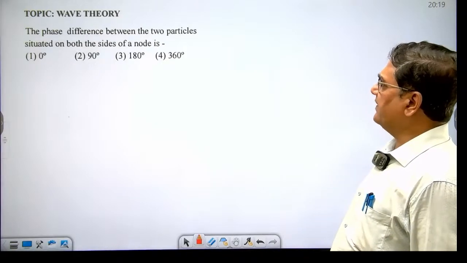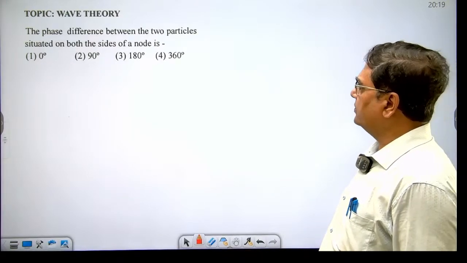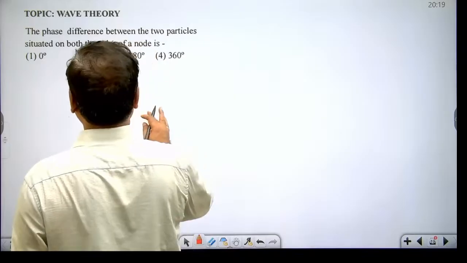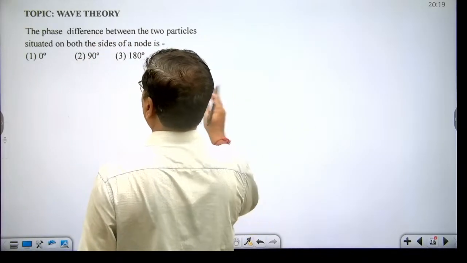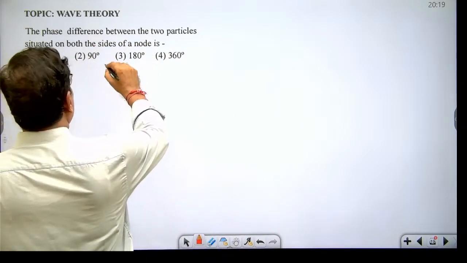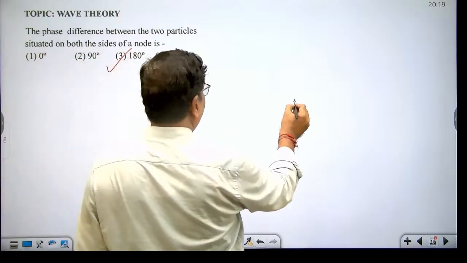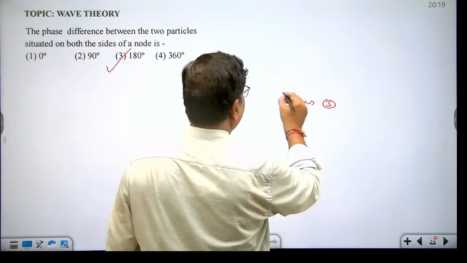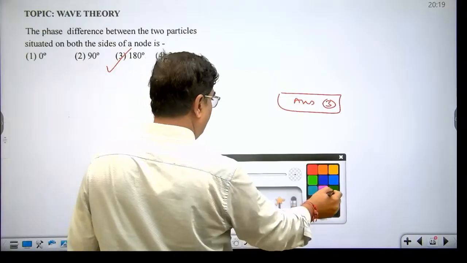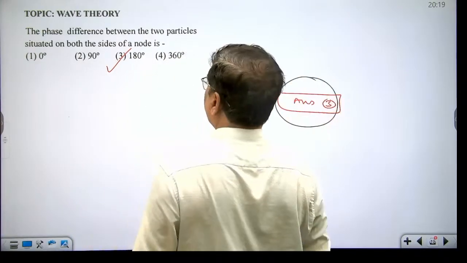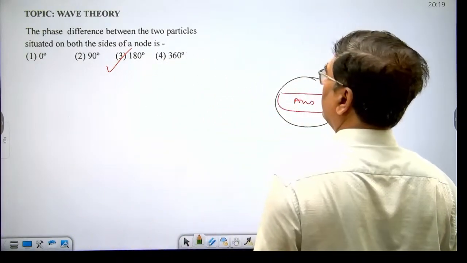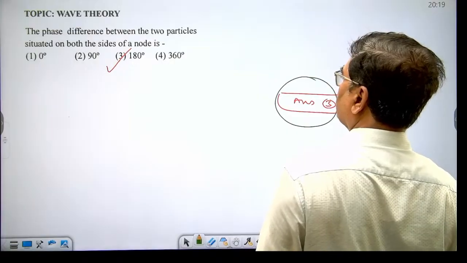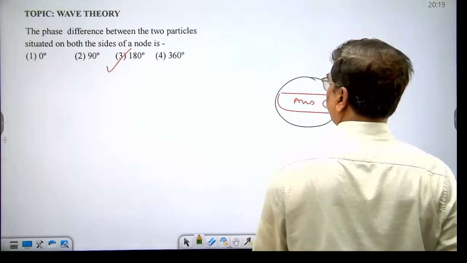The phase difference between two particles situated on both sides of a node. In case of a stationary wave, the phase difference between two particles located on both sides of a node is: they vibrate in opposite phase, 180 degrees. So out of 4 choices, the correct answer is option 3. Between any two consecutive nodes, particles vibrate in the same phase. Adjacent to the node, particles vibrate in opposite phase.